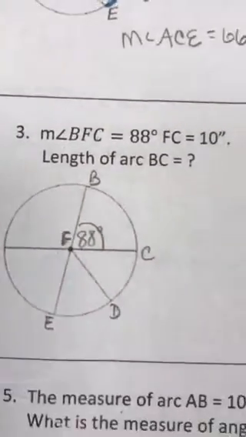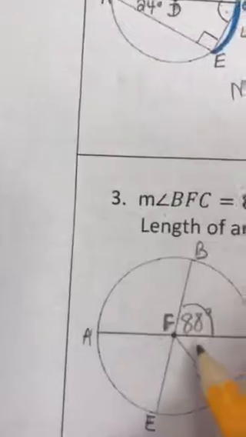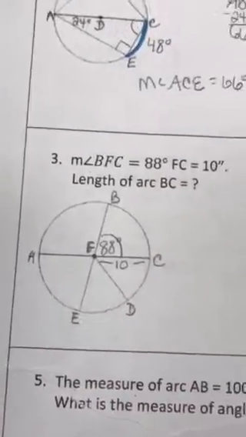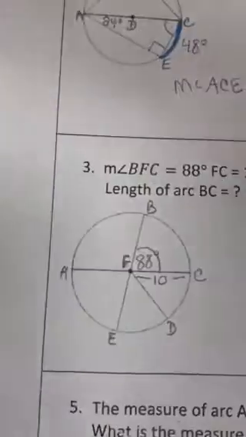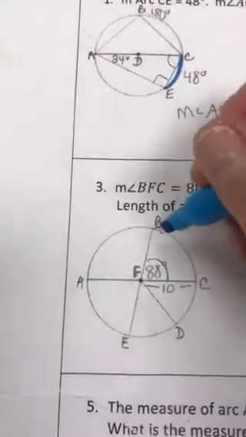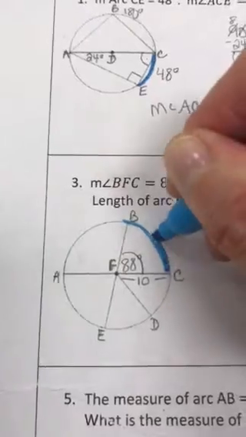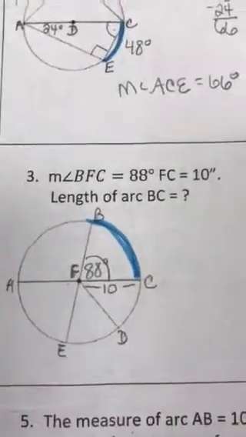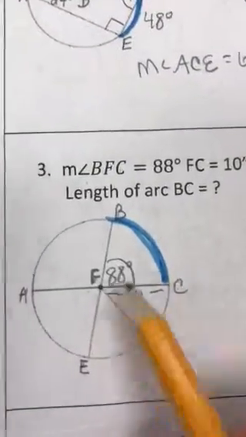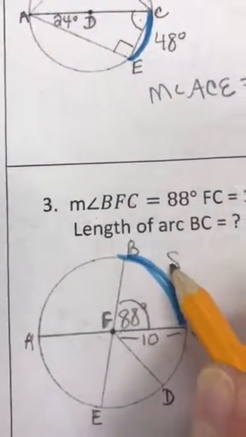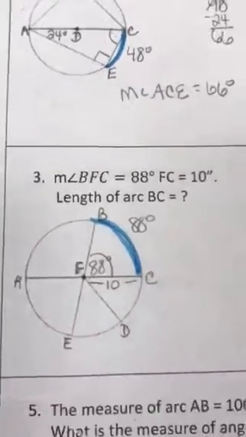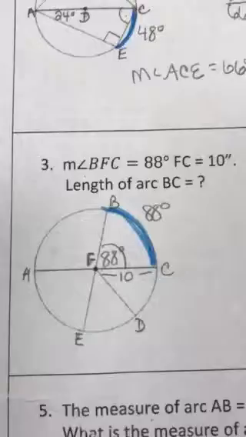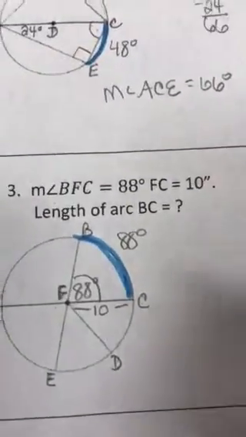So that's 88 degrees. FC is equal to 10. We have to find the length of arc BC. So we're looking for the length of this arc. All right, well, we know that the angle is 88, and the degree measure of BC will also be 88. And we're going to need that in order to figure out what part of the circumference we have.